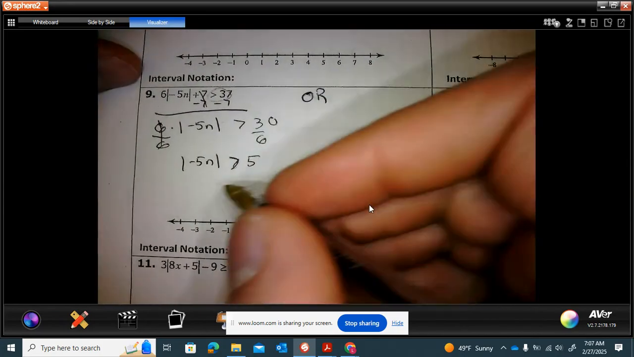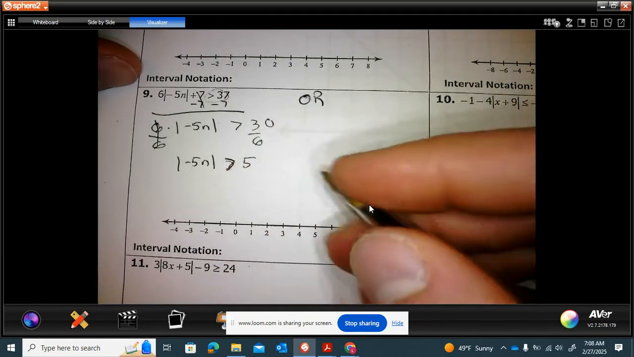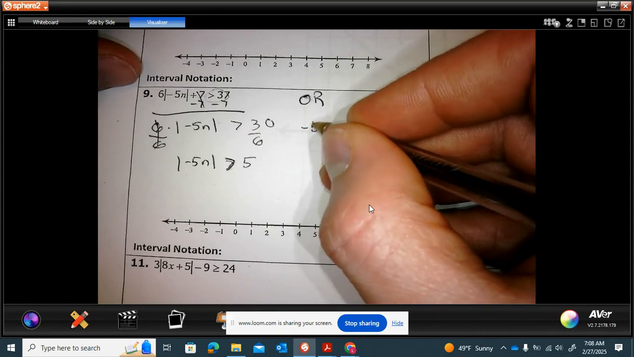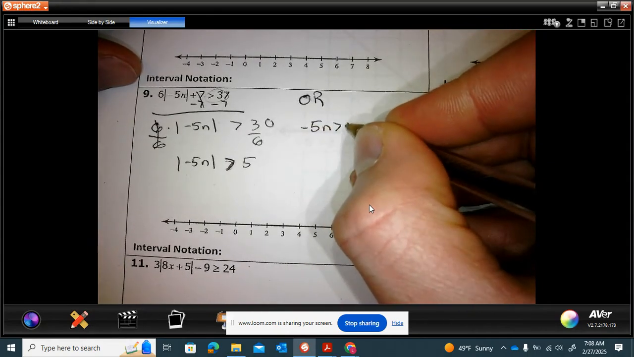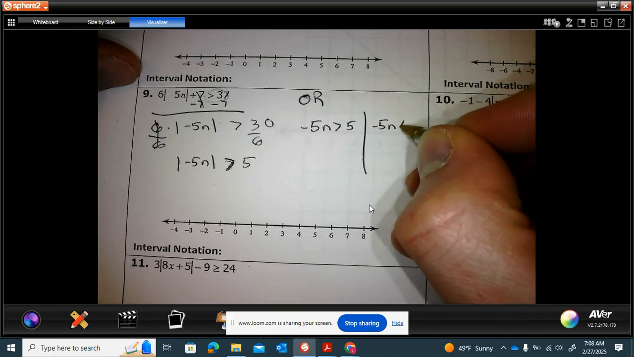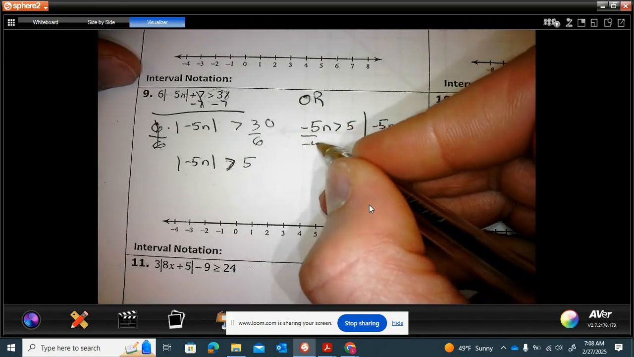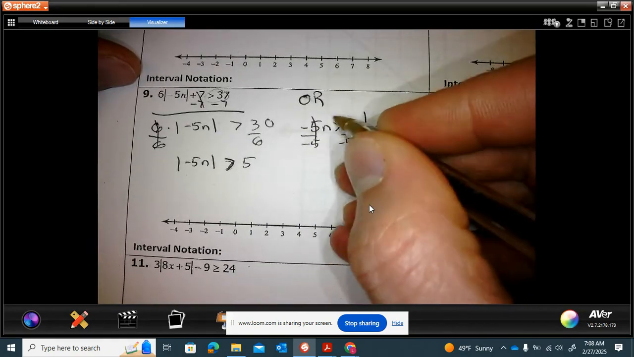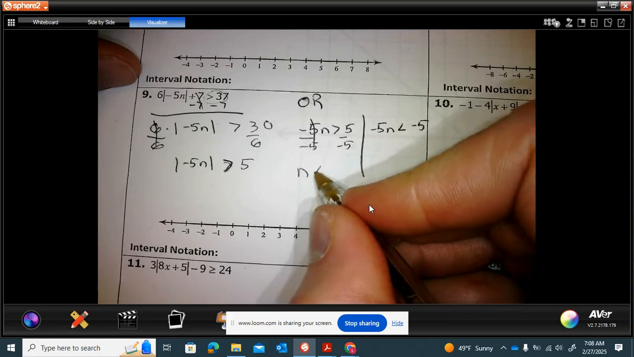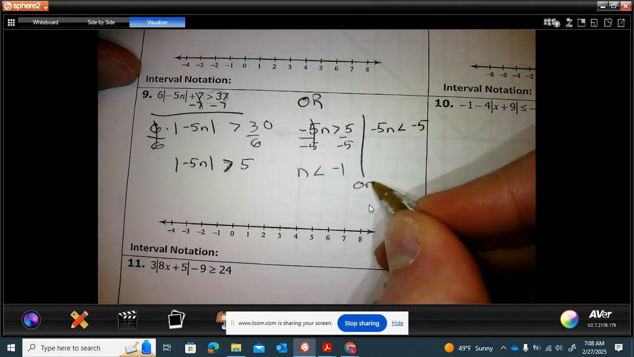So now this inequality, going back to this one, it's greater than, so it's or. So I set up my two inequalities. I have negative 5n greater than 5. That's my first one. My second one is negative 5n. I switch the symbol and I make it equal to negative 5. I divide by negative 5, divide by negative 5. Because I'm dividing by a negative, it flips the symbol. That equals negative 1. I'm going to have an or in between.